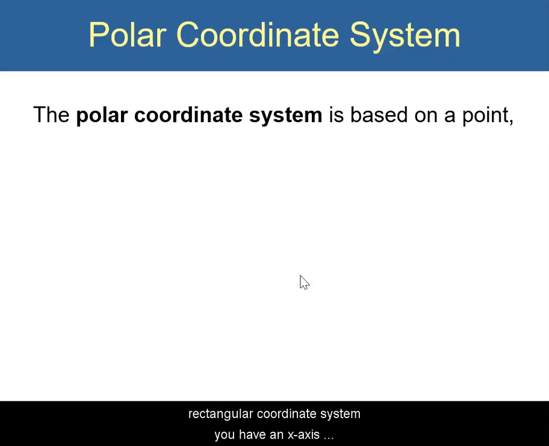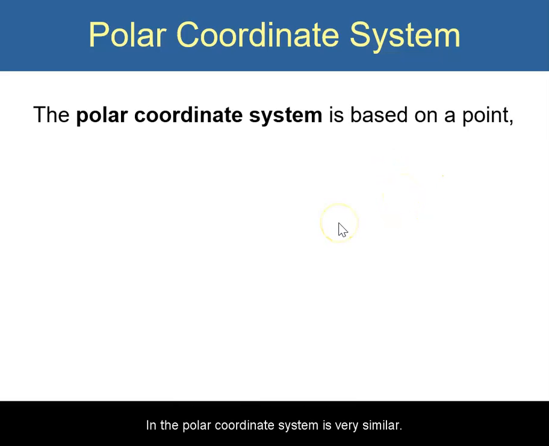So for the rectangular coordinate system, you have an x-axis and a y-axis, and any point in that space you find by going over a distance of x and up or down a distance of y, and that's how you get to your point. The polar coordinate system is very similar.